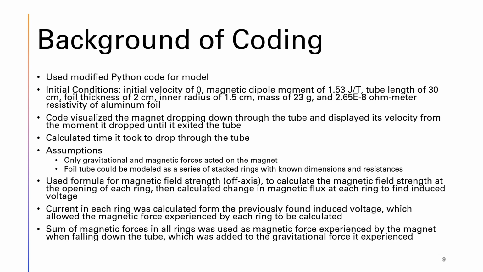It used the formula for magnetic field strength off axis to calculate the magnetic field strength at the opening of each ring, and then it calculated the change in magnetic flux at each ring to find the induced voltage. The current in each ring was then calculated from the previously found induced voltage, which allowed the magnetic force experienced by each ring to be calculated. The sum of magnetic forces in all rings was used as the magnetic force experienced by the magnet when falling down the tube, which is then added to the gravitational force that the magnet experienced to get the net force.